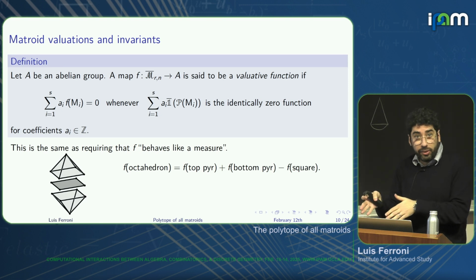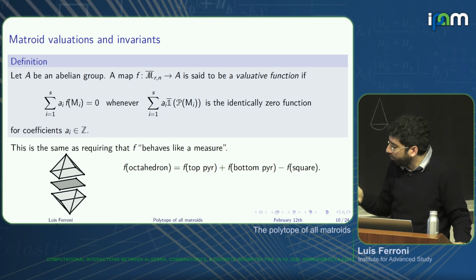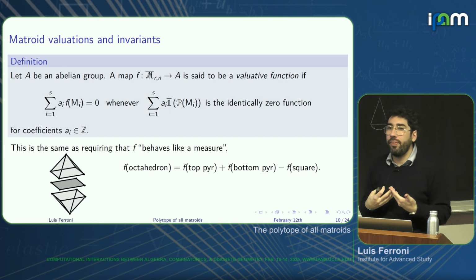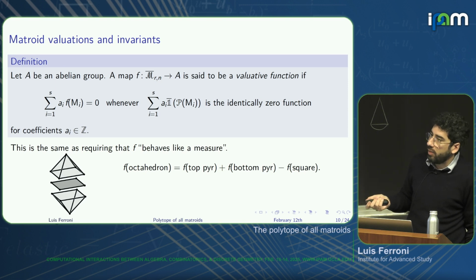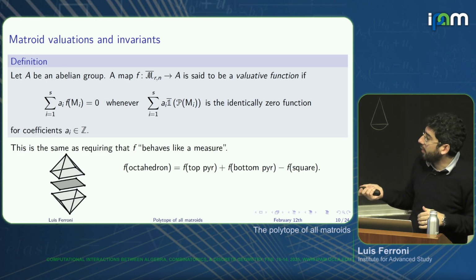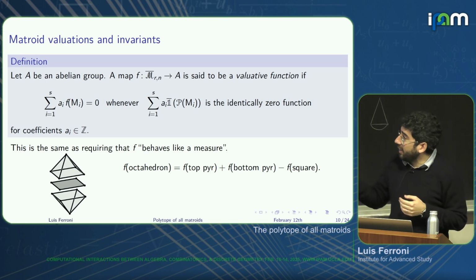It is a non-trivial theorem. Actually, this is not true if you take an arbitrary class of polyhedra, but it is true for matroids and generalized permutohedra, that this is the same as requiring that your f behaves as a measure under subdivisions. What this means is that if you take, for instance, a matroid polytope given by the full octahedron, f evaluated on the full octahedron has to be the same as f on the top pyramid, which is a matroid, plus f on the bottom pyramid, which is another matroid, minus f on the common intersection, which is, again, a matroid, this square.